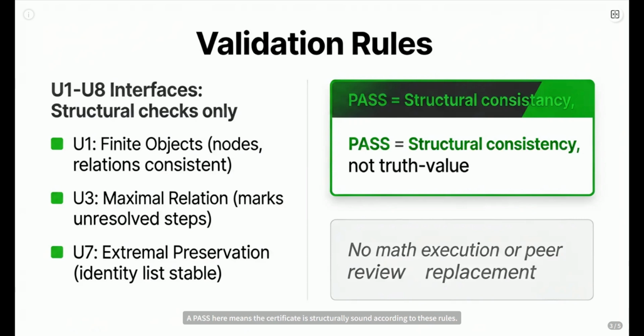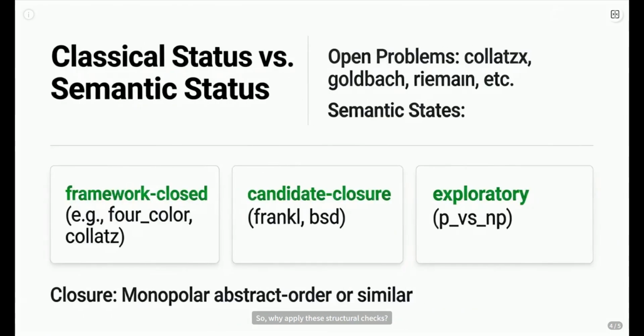A pass here means the certificate is structurally sound according to these rules. Crucially, it does not execute the math, nor does it replace peer review. It's a gatekeeper for form, not a judge of truth. So why apply these structural checks?